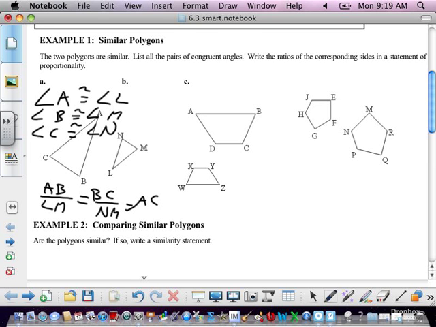I think actually these are wrong. This should be LN and this should be LM. Was that what you were going to say, Dana? Yeah. And when we write that the triangles are similar, we have triangle ABC. Instead of the congruent symbol, we just use the top part. We say similar to triangle LMN.